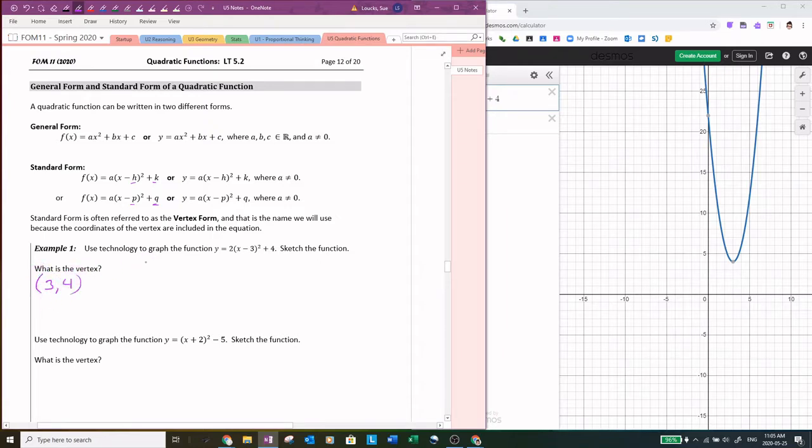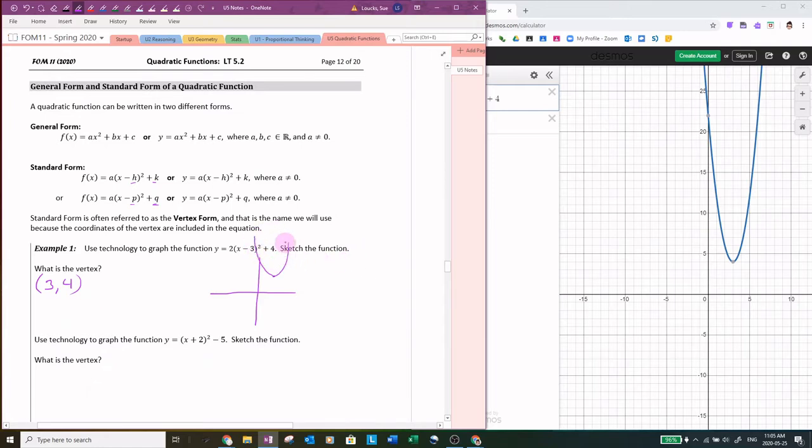So let's actually do a really quick sketch of this graph here. When you're doing a sketch, really all you need is the vertex, that's about 3 and then 4. And then I'm going to draw my parabola going up from there. Whoops, I'll do a little better than that.